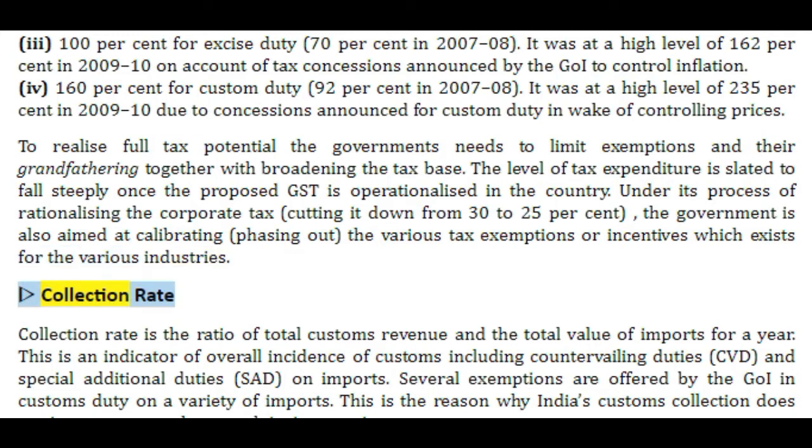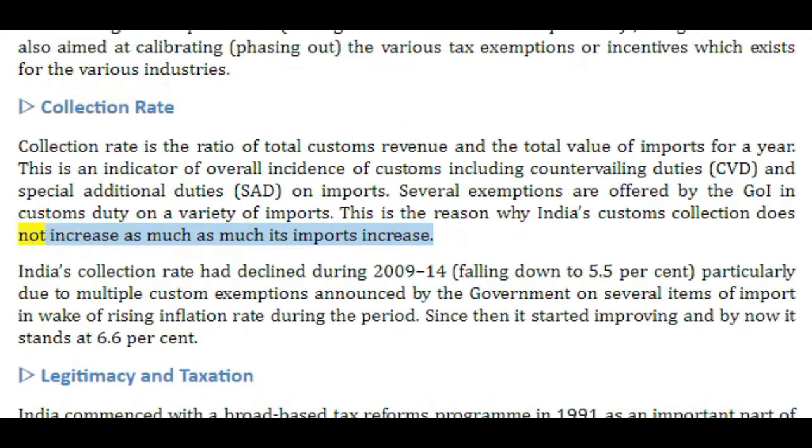Collection rate. Collection rate is the ratio of total customs revenue and the total value of imports for a year. This is an indicator of overall incidence of customs including countervailing duties, CVD, and special additional duties, SAD, on imports. Several exemptions are offered by the GOI in customs duty on a variety of imports. This is the reason why India's customs collection does not increase as much as its imports increase.